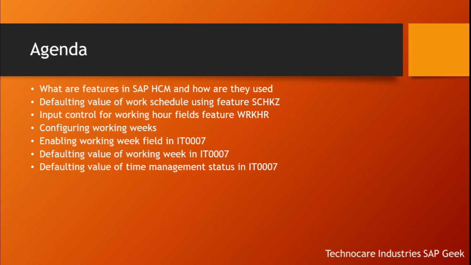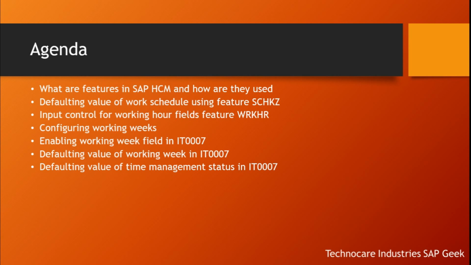Features in SAP HCM are some configuration points using which we can either set some validation or put some default value to fields while infotypes are getting created, or to take some decisions based on certain parameters. So these three things can be done in SAP HCM using features.